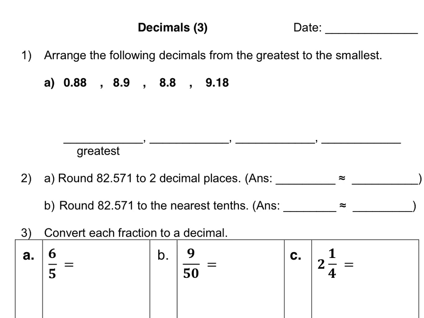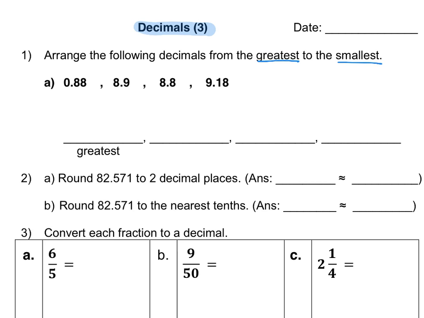Hi everyone, let's continue to look at a topic on decimals. Let's take a look at the first question. Arrange the following decimals from the greatest to the smallest. So you are given 4 decimals and you have to arrange them from the greatest to the smallest.